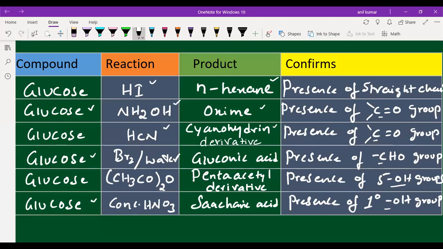Okay students, so this is the tabular column. This tabular column will give you good information, because based on it, you will get questions in board examinations as well as in competitive examinations.